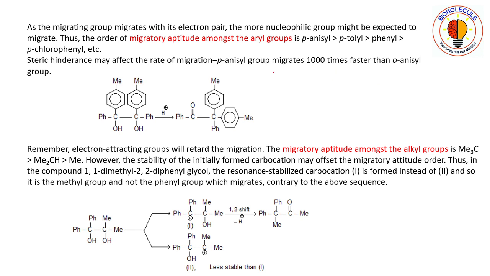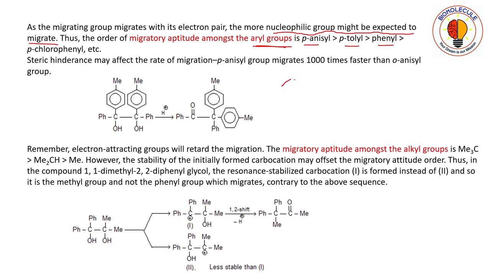So now we will be learning that portion. As the migrating group migrates with its electron pair, the more nucleophilic group might be expected to migrate. Thus, the order of migratory aptitude amongst the aryl groups, that means containing one benzene ring, is para-anisyl, para-tolyl, phenyl, then para-chlorophenyl, etc.